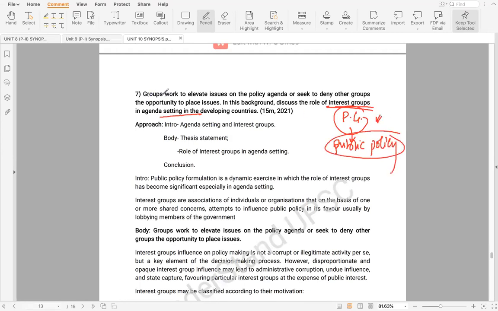Tell us how one group works to elevate their own issues, or it elevates, or it de-elevates the issues of others. And in this context, you have to discuss the role of interest groups in the agenda setting. Agenda setting is nothing but policy formulation. That is it. This is nothing but a pressure group question. How is pressure group influencing policy formulation? That's it.